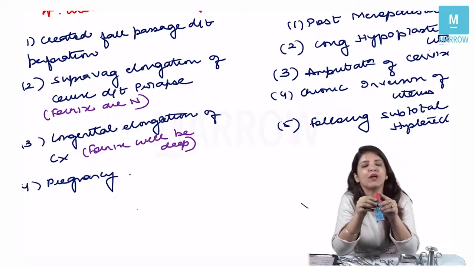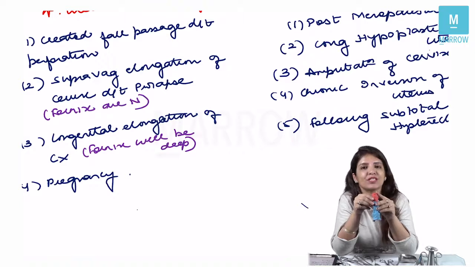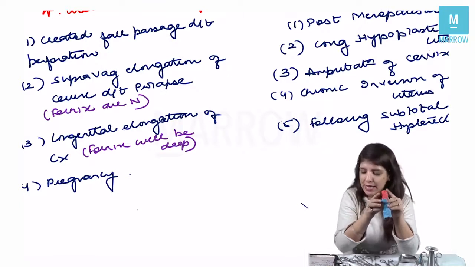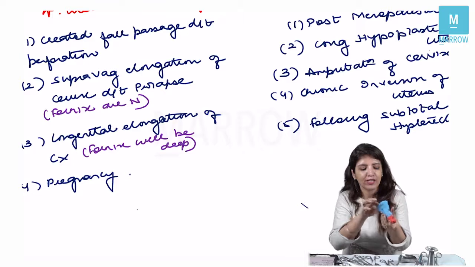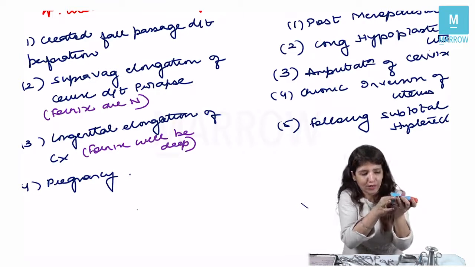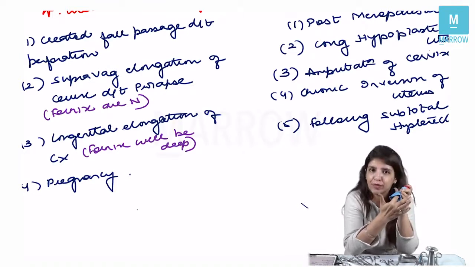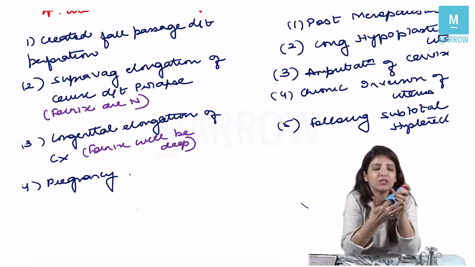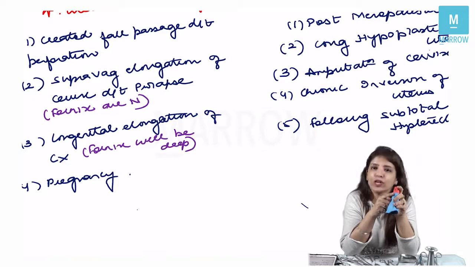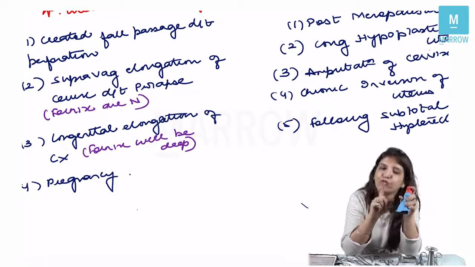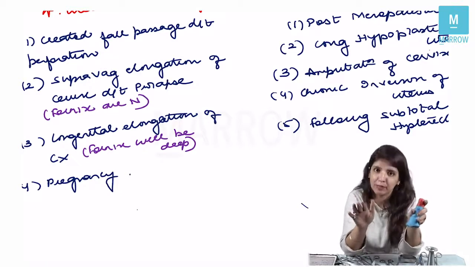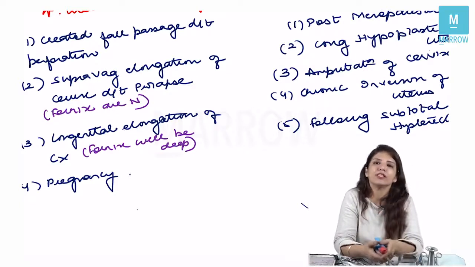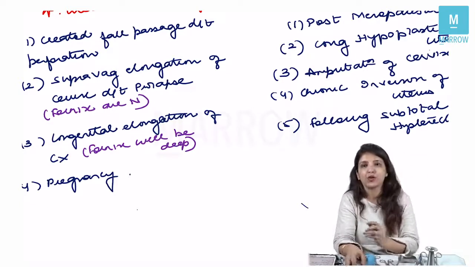So remember, supravaginal elongation of the cervix is seen when the uterus prolapses. And in that case, the fornixes, these fornices over here, they will become more deep. So if you are getting very deep fornices, that means there is supravaginal elongation of the cervix. But if the fornices are normal, then that means it's a congenital elongation of the cervix.